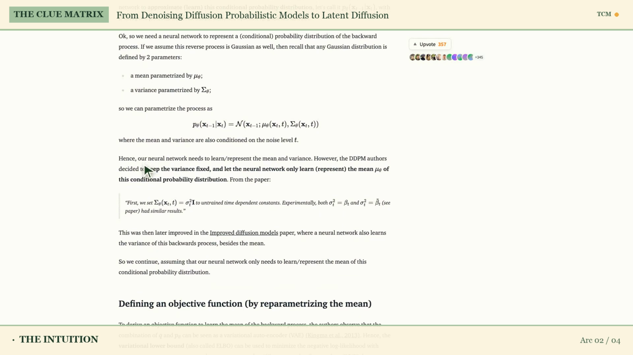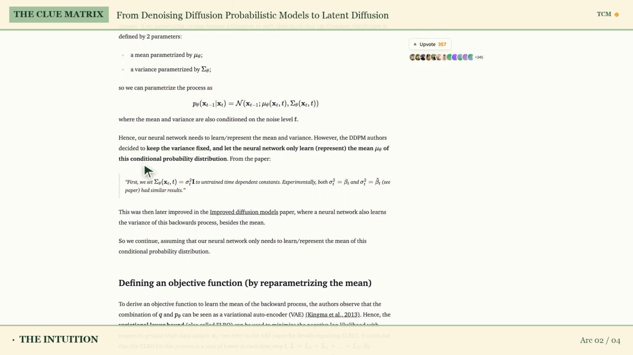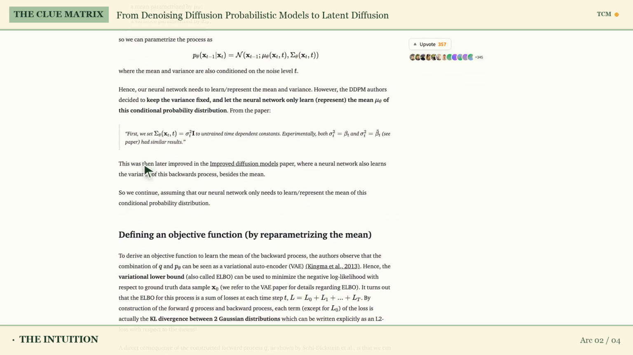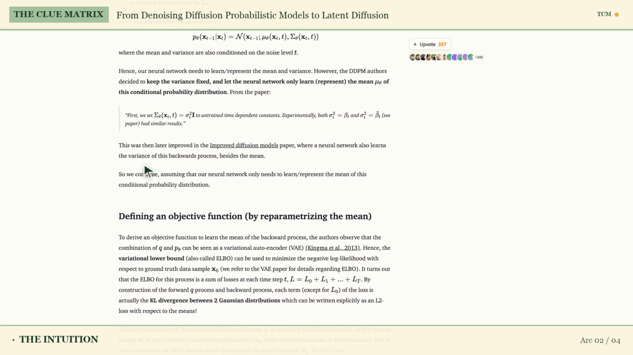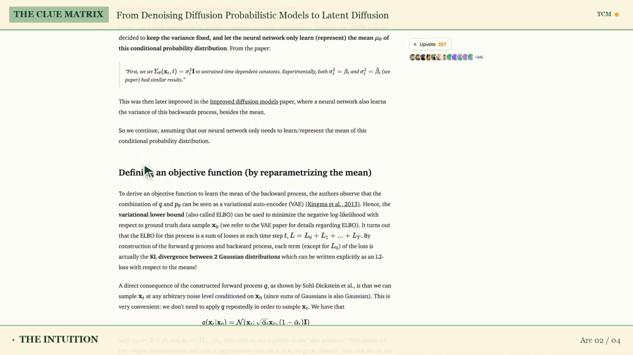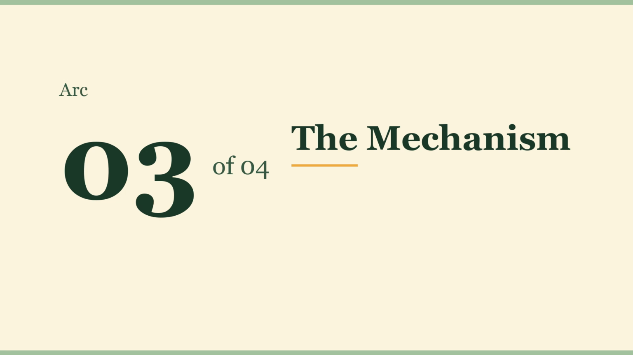Right. Now let's dive into how this neural network learns. What is it actually trying to predict to achieve this denoising miracle? Okay, so we have a forward process that adds noise. What's the network's specific objective in the reverse process?